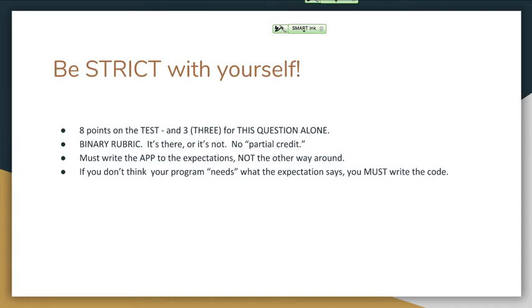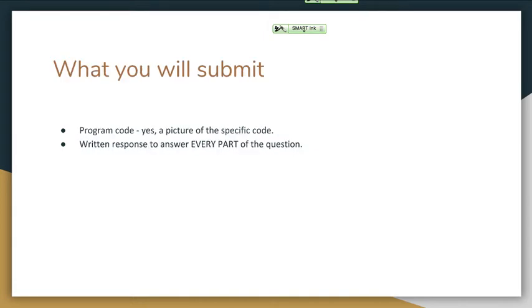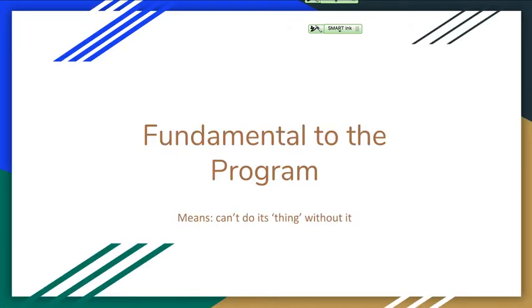So if you don't think you need a nested algorithm and you think your app is done, realize that they expect an app that requires a nested algorithm. If you don't think your program needs something, you must write the code that the app requires. Now, what you're going to submit is program code, which is going to be a picture of very specific code as it's called for, and you're going to write a written response to every part of the question. You are going to give us pictures of your code.